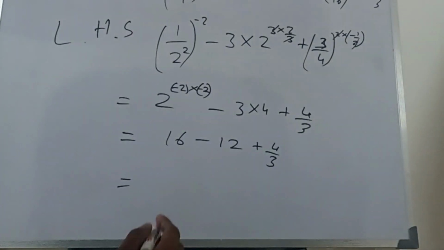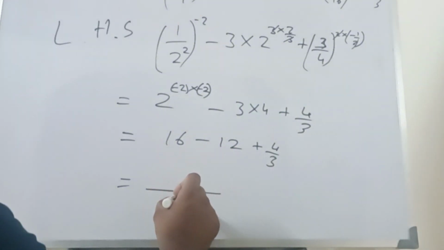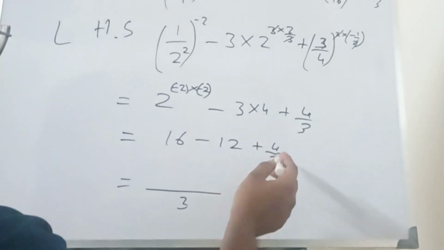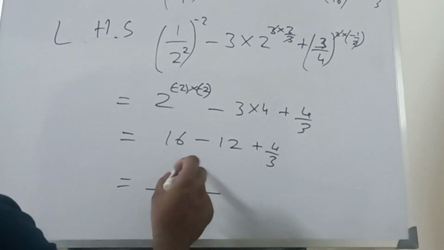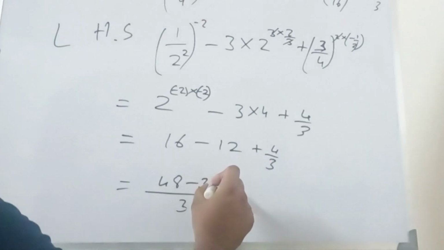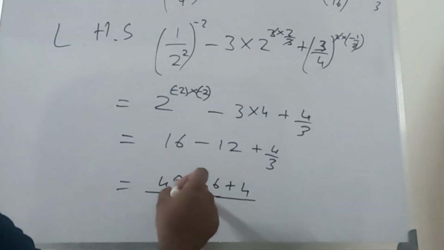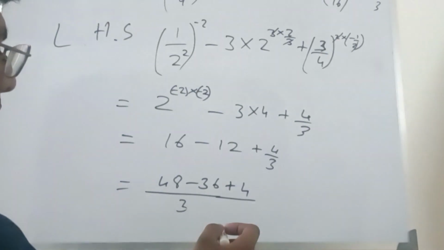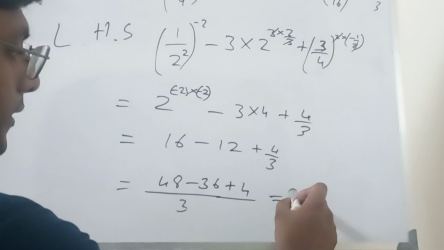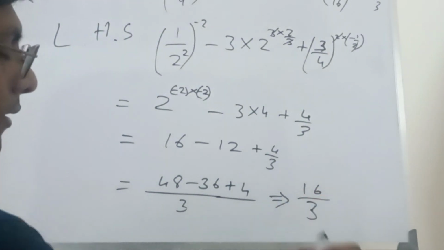So according to the BODMAS rule, we will do the addition first. And we will write that the LCM that I got is 3. If I take the LCM and do it in ones, so the LCM is 3. So 3 into 48 minus this is 36 plus 4. So 46 minus 38, if you do it, we get something like 12. And 12 plus 4 is 16. So the answer is 16 by 3, the RHS and the LHS is equal.